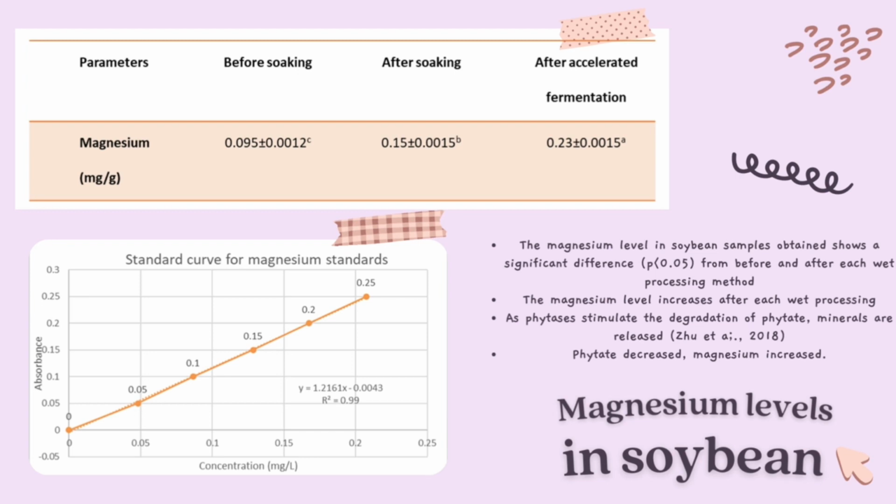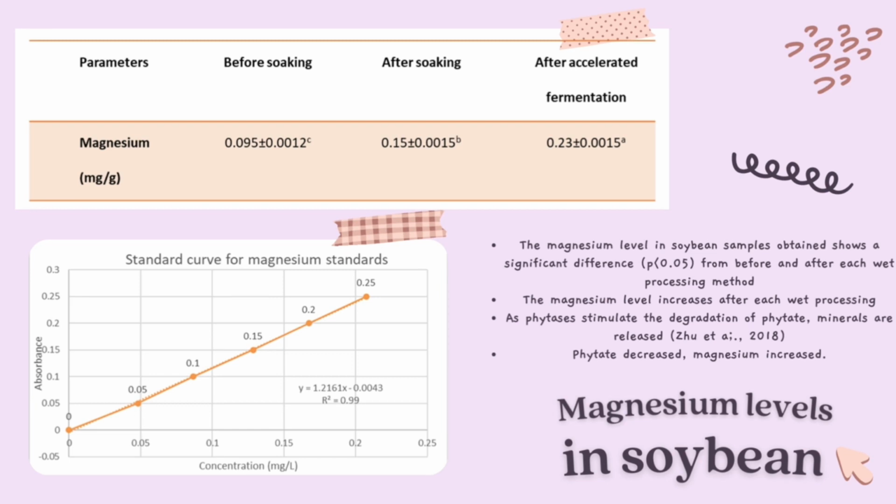During the process of soaking, the magnesium levels in soybean increase due to the activity of the endogenous enzyme phytases, which is plant-based phytases that help to degrade the phytate level in soybean samples. And when the phytate level is degraded, the mineral, which is magnesium, is no longer bound to the phytate, and it is released during the degradation of phytate in the soybean samples after the soaking process.